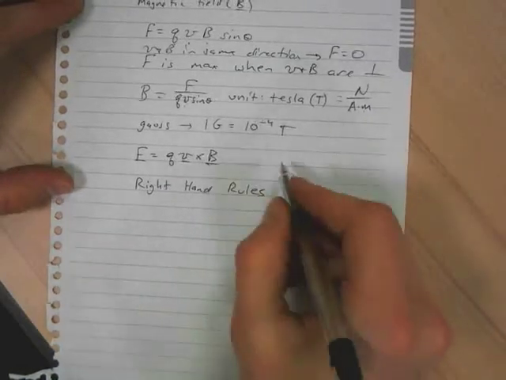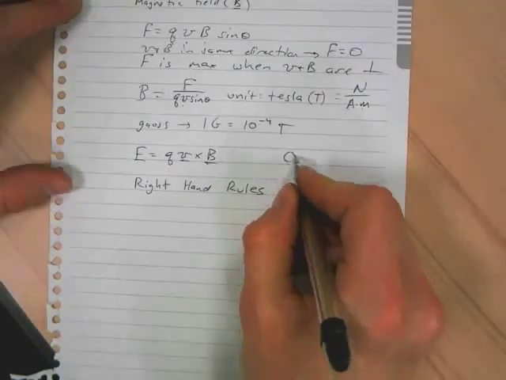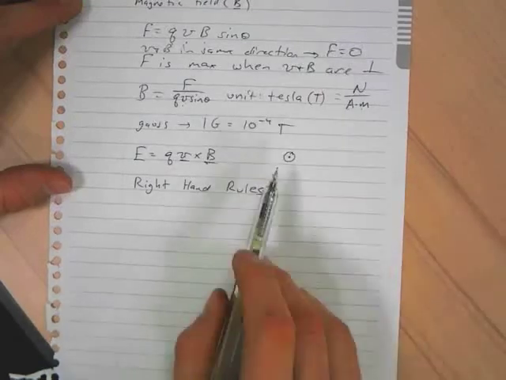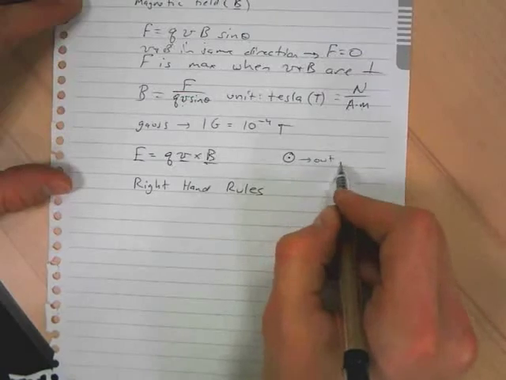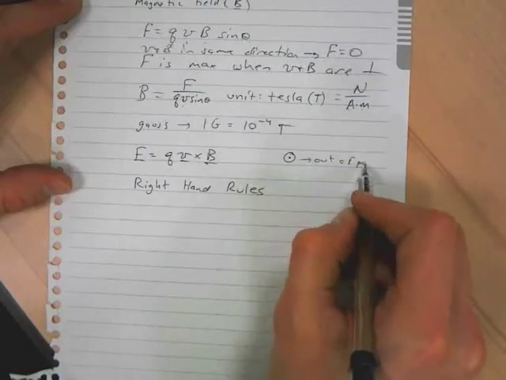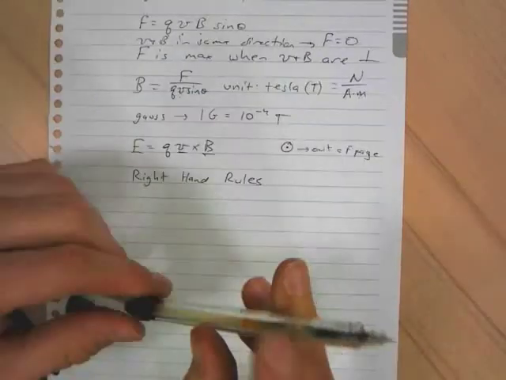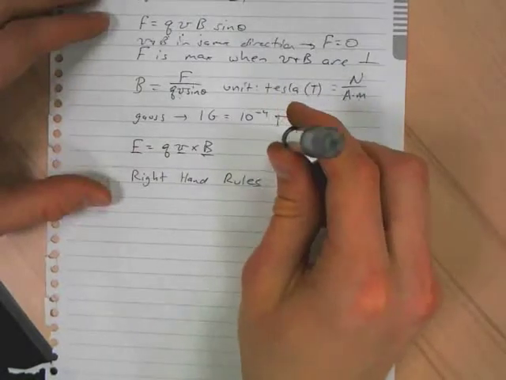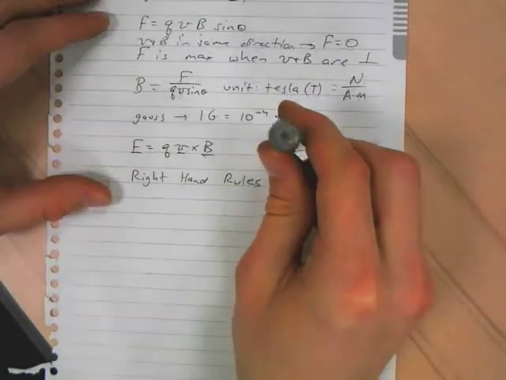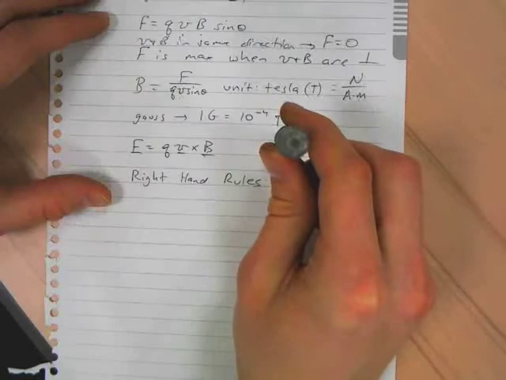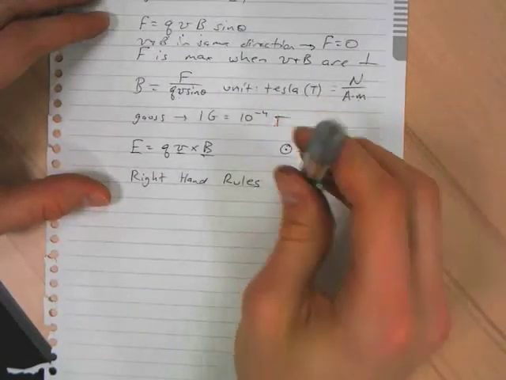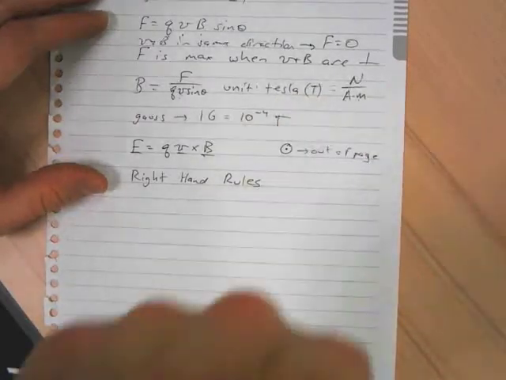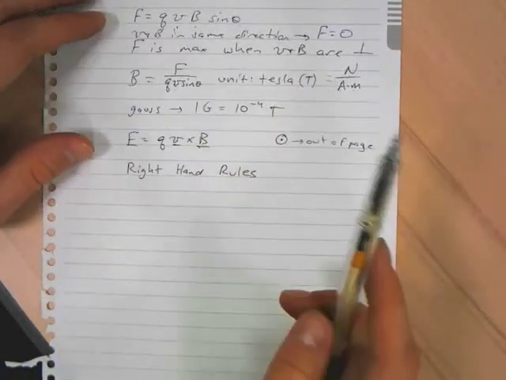Just a couple of notes. If you see a symbol like this, it is generally used to indicate that the B field is coming out of the page, i.e. pointing upward toward you. You can see the end of my pen there looks kind of like that circle with a dot in the middle of it. I guess that's kind of a 3D envisionment of an arrow coming toward you.